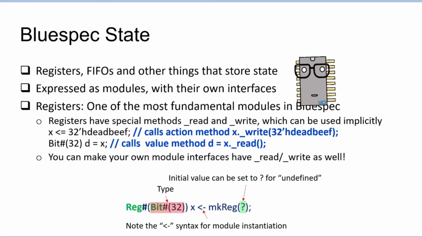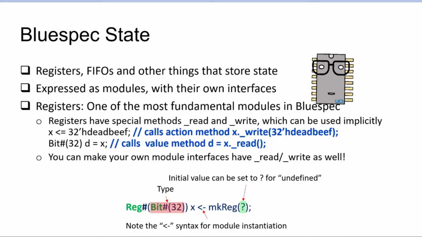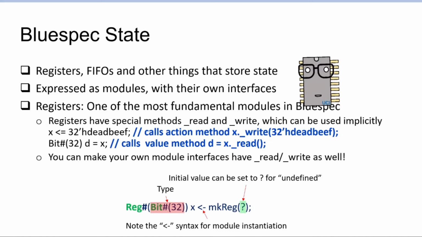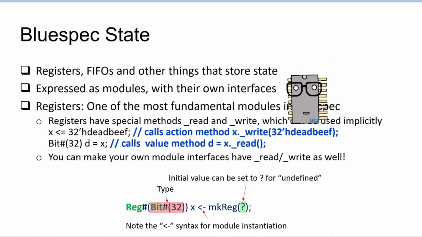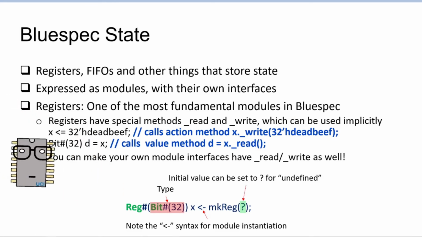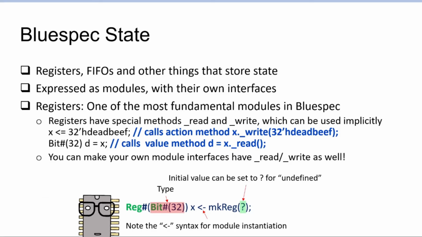State is just registers, FIFOs, and other things that store state across clock boundaries. If you write something to a state element, to a register, or whatever, other rules or the writing rule itself can read the value that it wrote at the next or further later clock cycle. State is typically expressed as modules with their own interfaces. The most prominent state element is registers, one of the most fundamental modules in BlueSpec. And the details are not important for us right now, as you just use it like this.